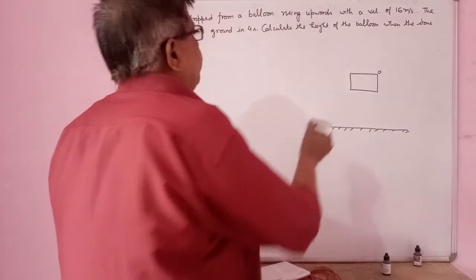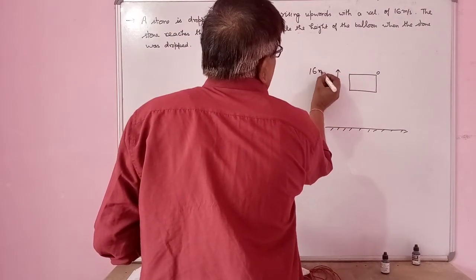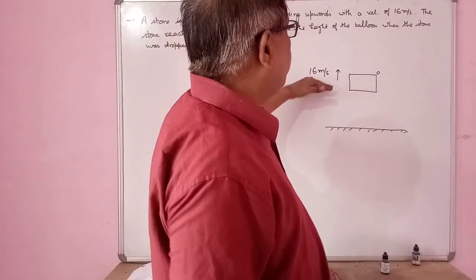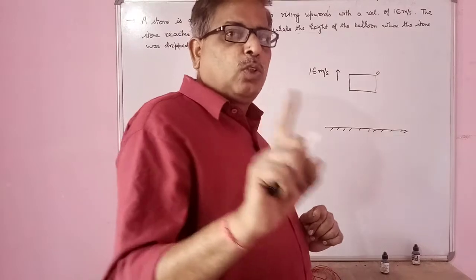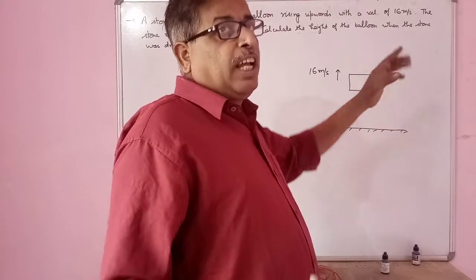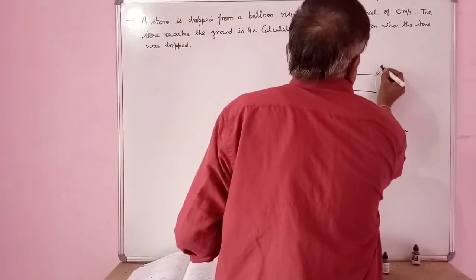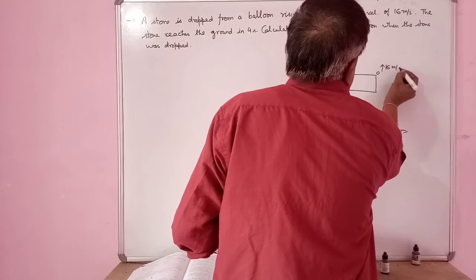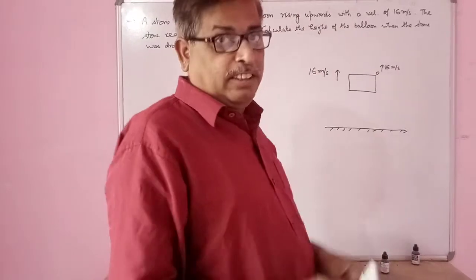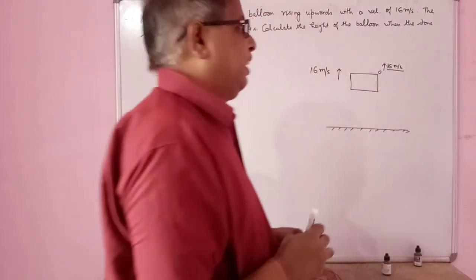That means the balloon was rising with 16 meter per second, so initially in the upward direction. So the initial velocity of this stone is 16 meter per second in upward direction. This is again a very important thing, that this is upward direction.